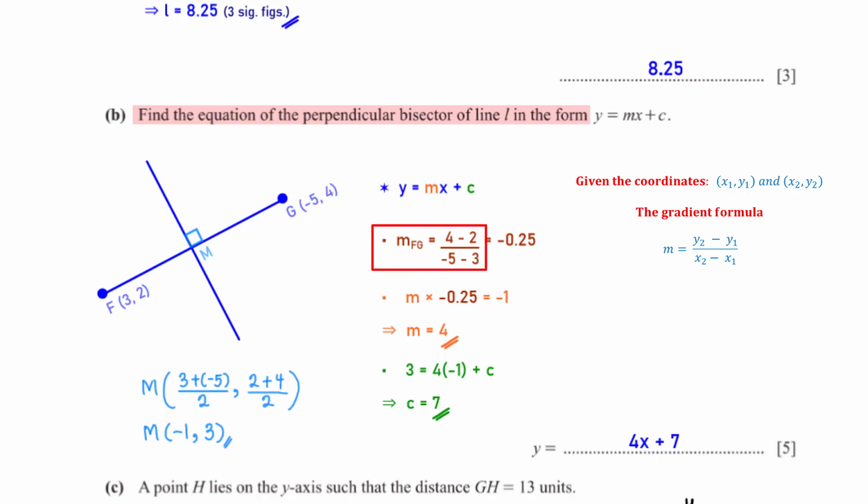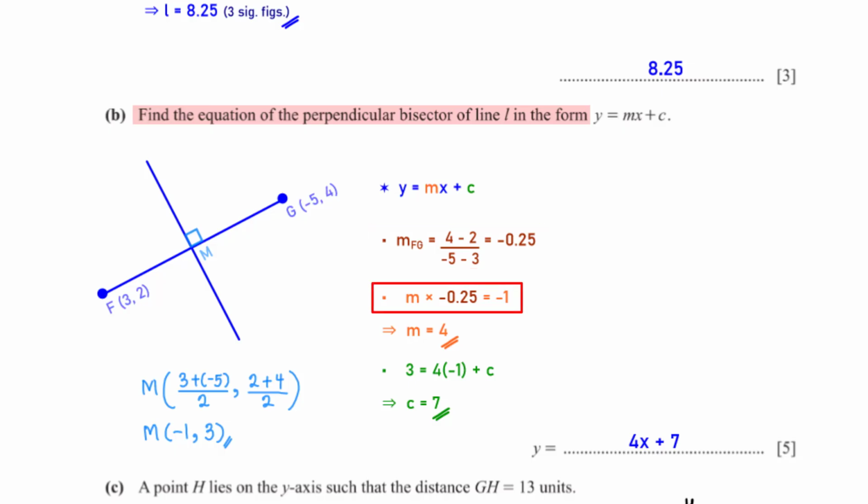This gives us 4 minus 2 divided by -5 minus 3, which is equal to -0.25. The product of the gradient of the perpendicular line and the gradient of line FG, which we found to be -0.25, must be equal to -1. When we divide both sides by -0.25, we get m to be 4.